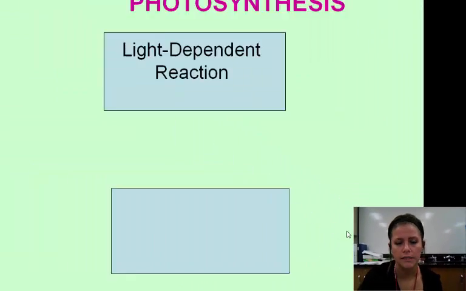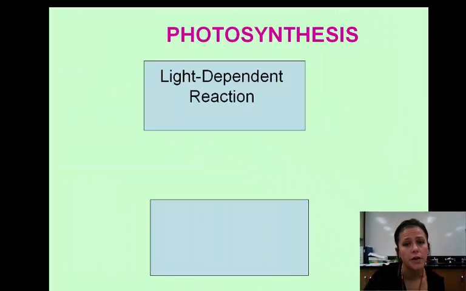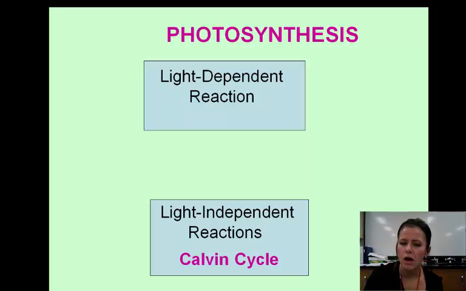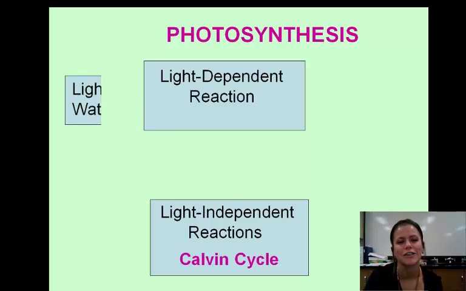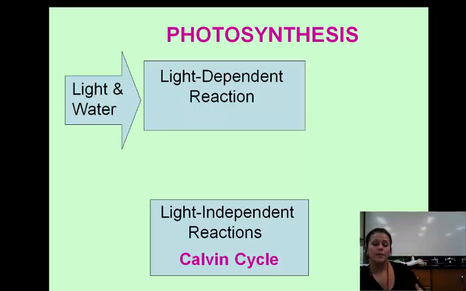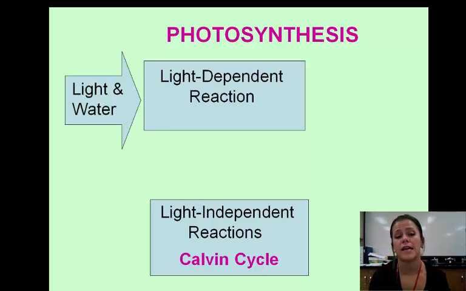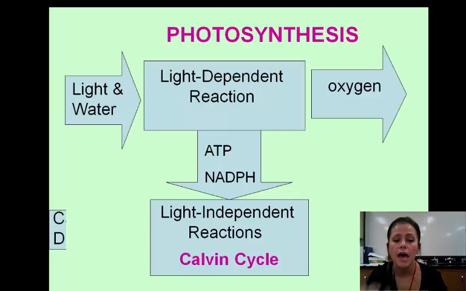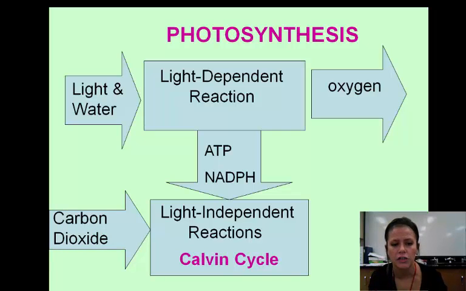So photosynthesis, there are two different reactions. There's a light-dependent reaction and there's a light-independent reaction. You have to know both reactants and products for each of these reactions. We also call the light-independent reaction the Calvin cycle. So the light-dependent reaction requires light and water. It makes ATP and NADPH for the light-independent reaction and then releases oxygen. The Calvin cycle, or the light-independent reaction, needs carbon dioxide because we're fixing carbon.